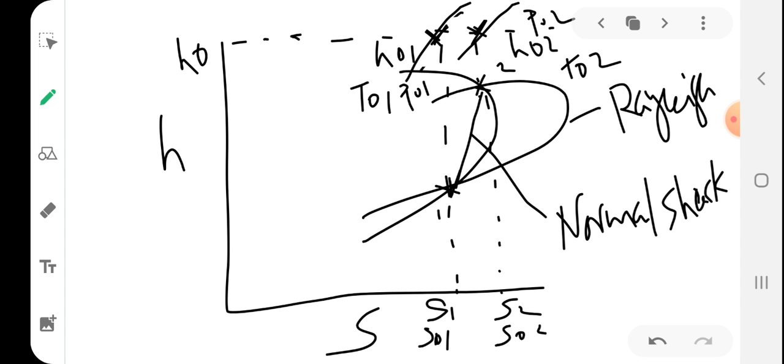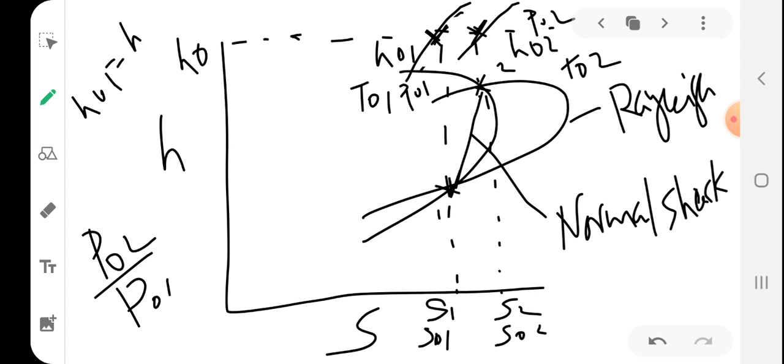That is why we derived the equation for the stagnation pressure ratio P02 by P01, because P01 and P02 are different from each other. But H01 is equal to H02 and T01 is also equal to T02. Most of the equations were derived based on this particular aspect of normal shock. You should understand these concepts, and only then can we do problems.